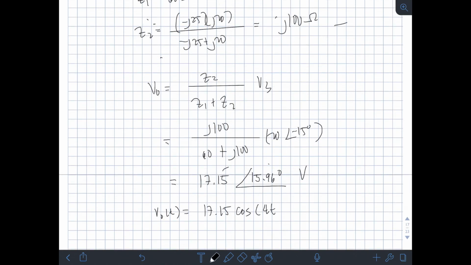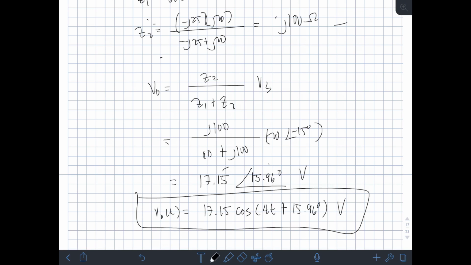Then, the phase angle is 15.96 degrees. So, positive 15.96 degrees, volts. Therefore, this is the final answer.